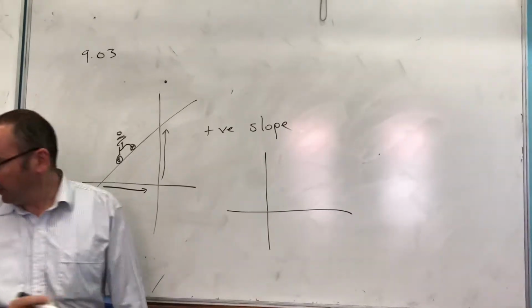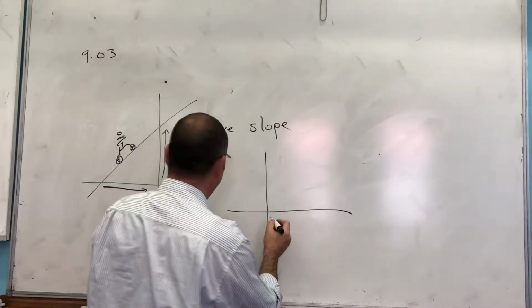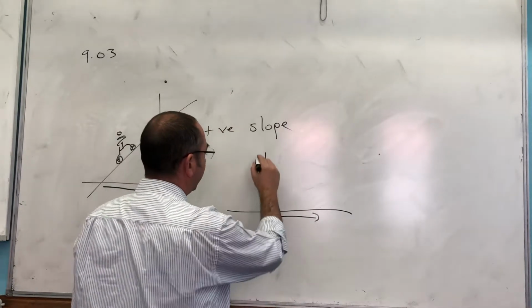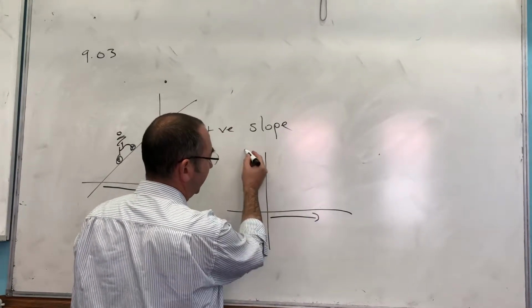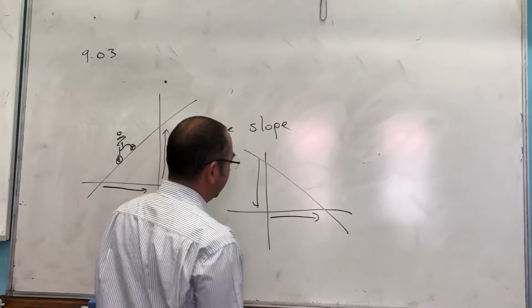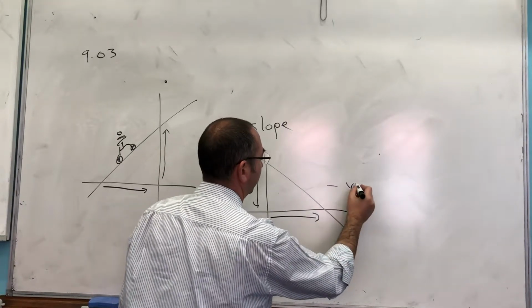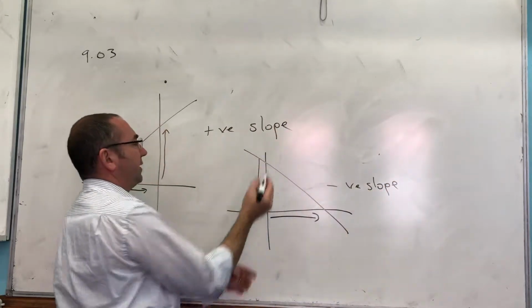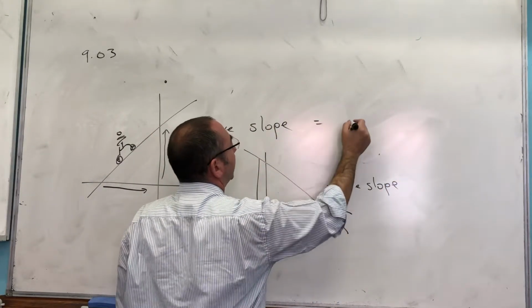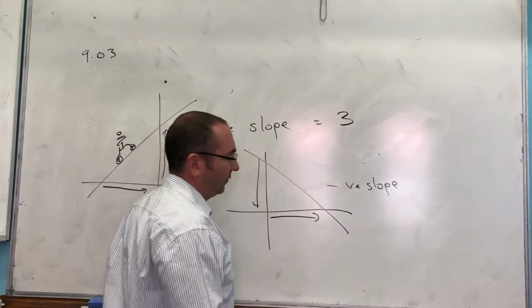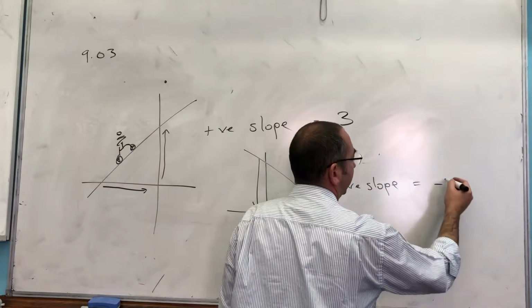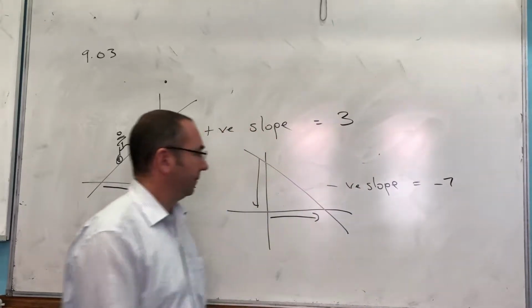So where, as you move positively through the x values, the y values decrease, that's a negative slope. And this will be expressed as a positive number. You know, could be 3, could be 5, could be anything. This will be a negative number. You know, -7, negative whatever.